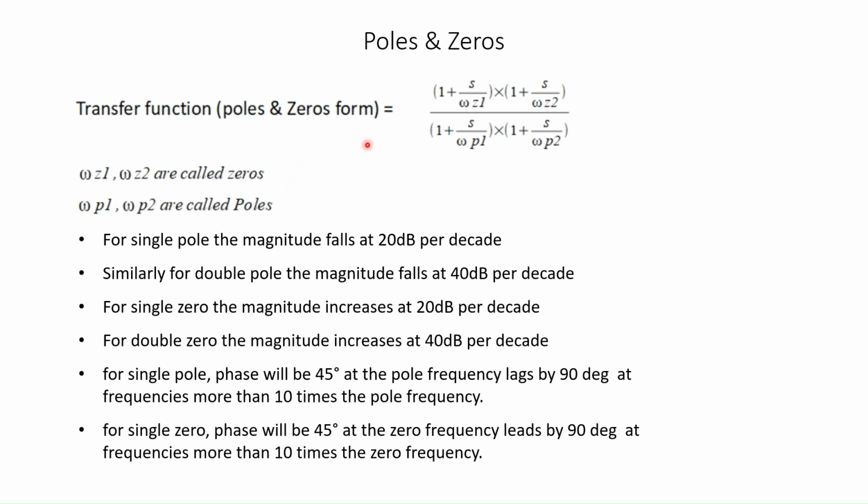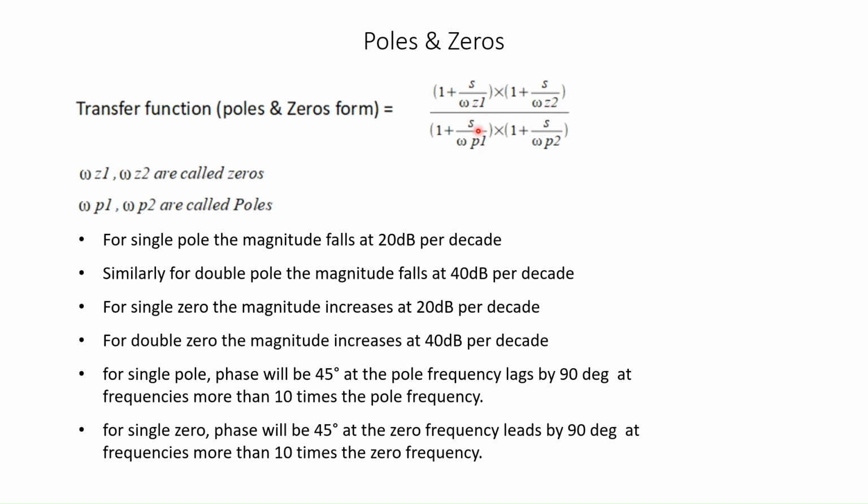The transfer function, if it is expressed in poles and zeros form as given here, is much easier to understand and analyze. In the denominator, omega P1 and omega P2 are called poles, and in the numerator omega Z1 and omega Z2 are zeros. Let us assume that omega p2 is much more than omega p1, omega z1 is much more than omega p2, and omega z2 is much more than omega z1.